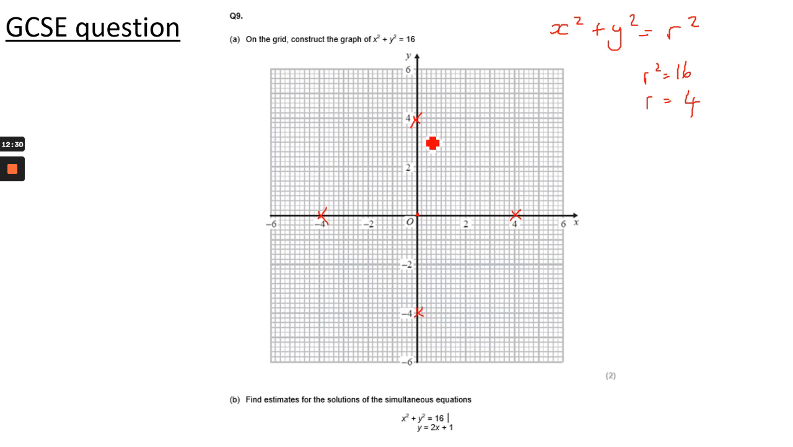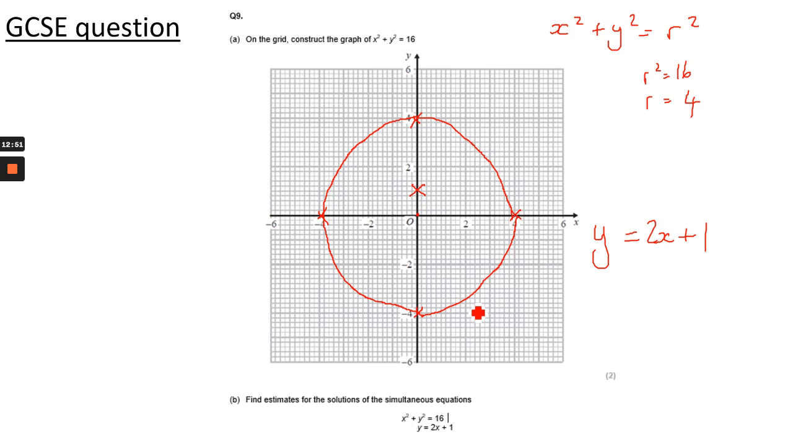Now bear with me because I've not got a compass, but hopefully if I draw it like so, it should vaguely end up like a circle. Okay, so we've got our circle-ish like that. And then the second equation is y equals 2x plus 1. That means that the y-intercept is at 0, 1.